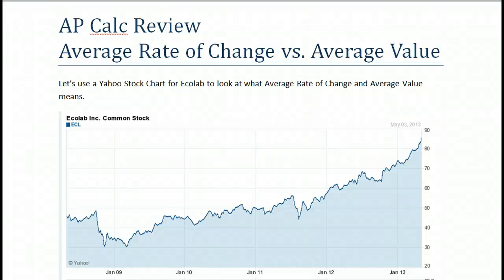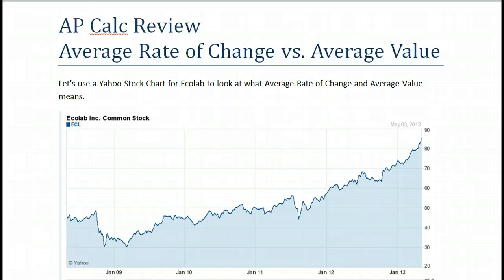We're going to do average rate of change versus average value. These are two concepts that confuse students. Sometimes they can mean the same thing, but it all depends upon your perspective. So I'm going to start off with the intuitive ideas of what each one is, and then we're going to go ahead to some very basic applications, but hopefully we get the concepts with that.